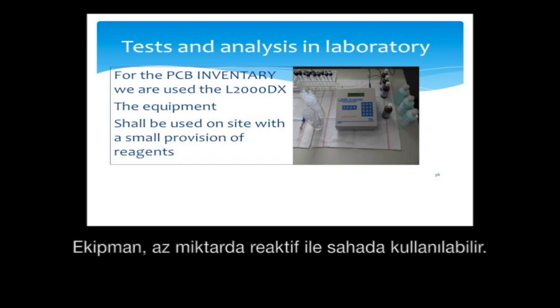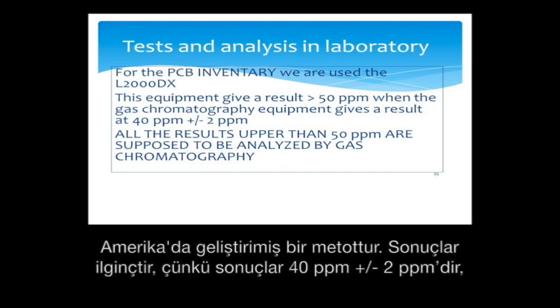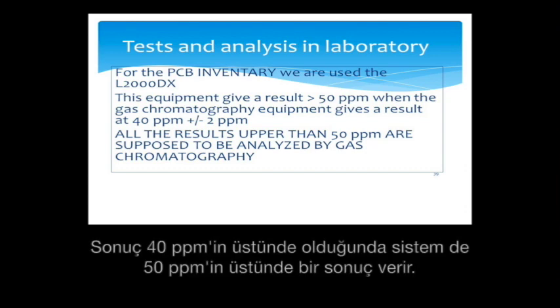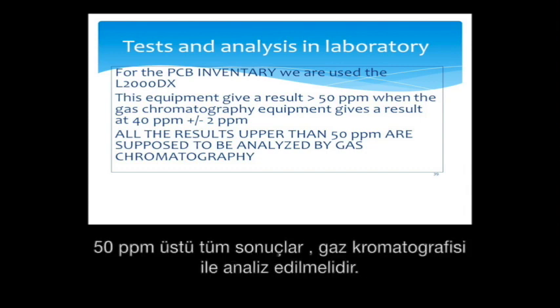For the PCB inventory in Turkey, we are using the L2000DX. The equipment should be used on site with a small provision of reagent. It's a US method, and the result should be interesting because the results are 40 ppm plus or minus 2 ppm. When the result is upper than 40 ppm, the system gives directly a result upper than 50 ppm. All the results upper than 50 ppm are supposed to be analyzed by gas chromatography.